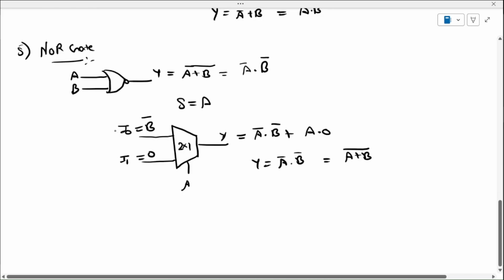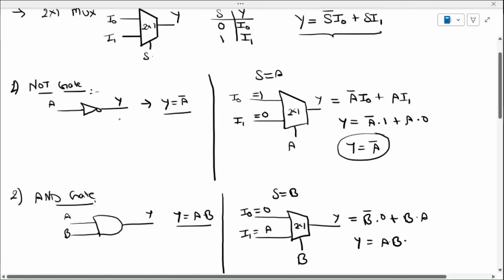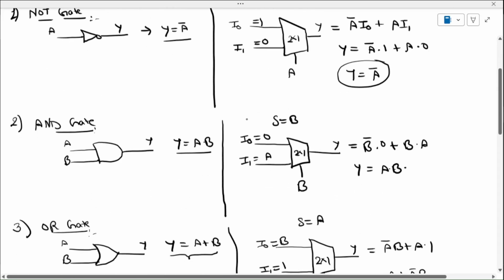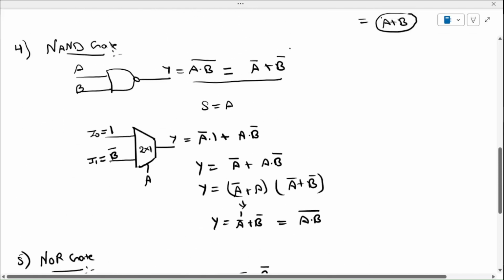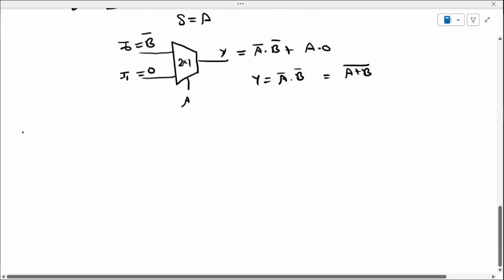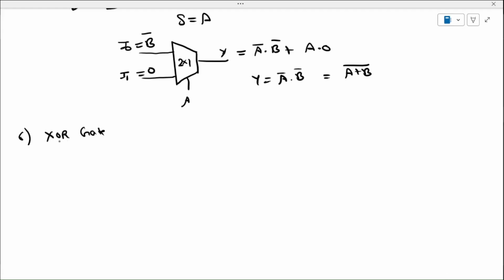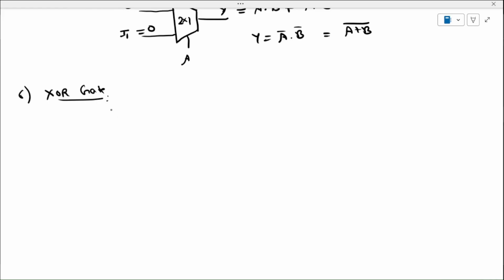This B bar also we can implement by using a 2 cross 1 mux. We have already discussed this NOT gate. By using this, we can implement this NOT also, B bar and this B bar also. Now let's move further. Discuss about XOR gate. We know what is XOR gate? Whenever both the inputs are different, then output will be high.